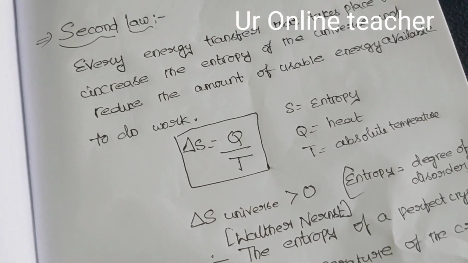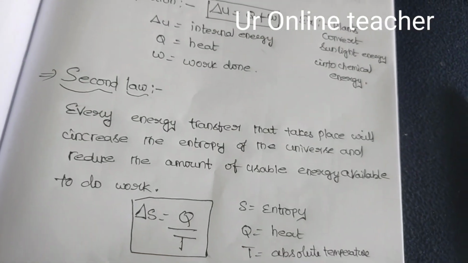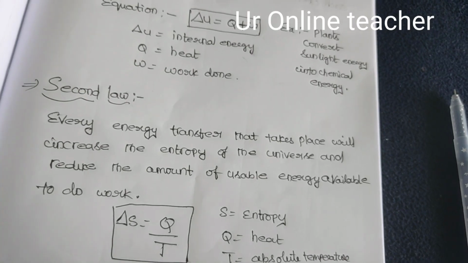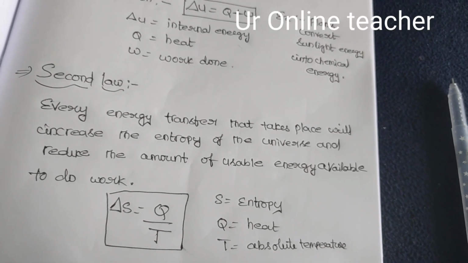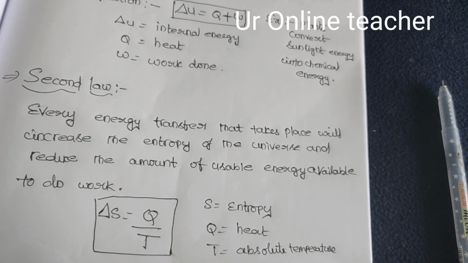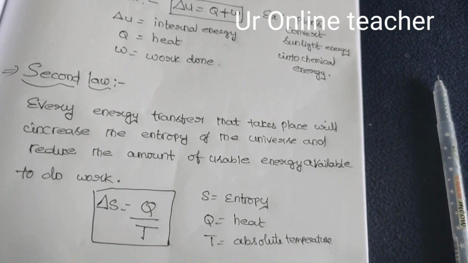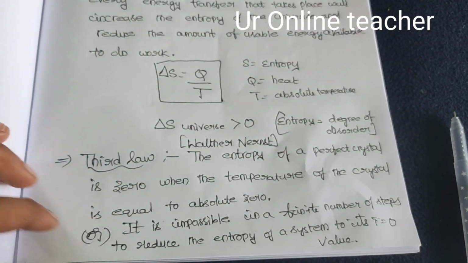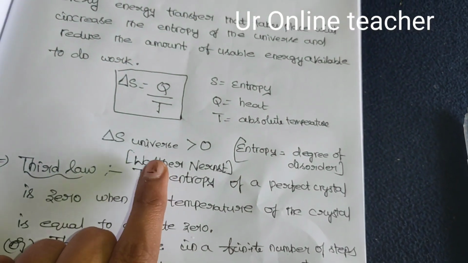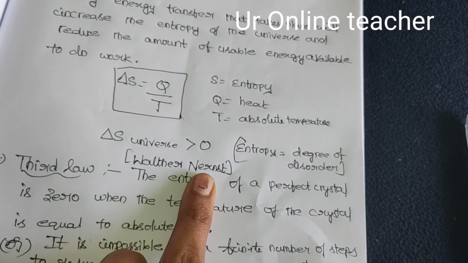So whenever energy is transferred from one form to another, some energy will be wasted. Useful energy will be reduced and the disorder will increase. So entropy will be increasing. That is the second law. And the next law is the third law. Who proposed this? Walter Nernst.